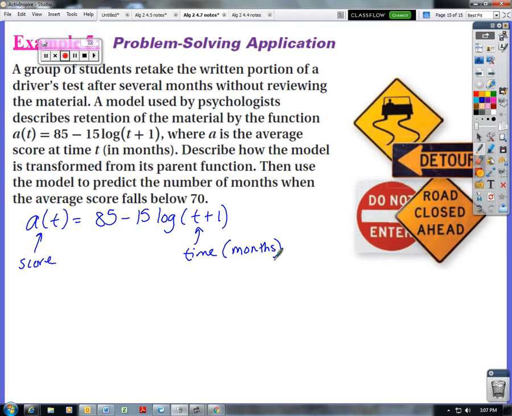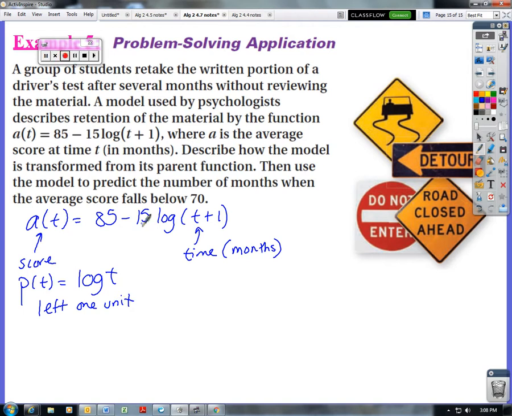Okay, so we'll do that first. First you have to identify the parent. I'll call it p of t for parent. Hopefully you notice there's this logarithm here, so that's going to be the parent function. The base is 10, so it's just the common log of the variable t. Your parent function is simple. You don't want all the other stuff. Now, right away I notice the t plus 1. That's inside the parentheses, which means it's a horizontal shift in the opposite direction. So it's a shift left 1 unit.